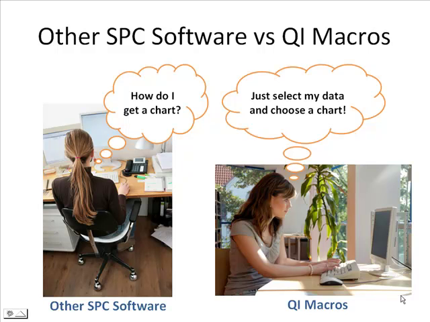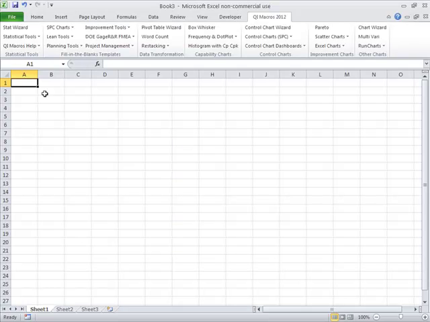People often ask me what the difference is between the QI Macros and other software. And I find that when people start to look at other software, and I've tried lots of this stuff, they go, well, how do I get a chart? And in the QI Macros, all you have to do is select your data and choose a chart. It's that easy. So let's look at Excel 2010.